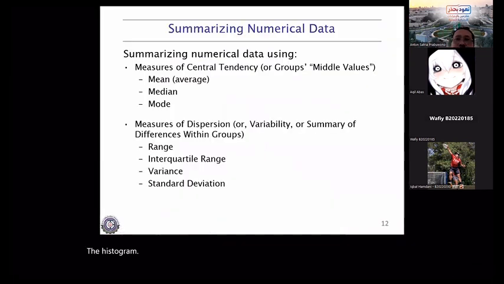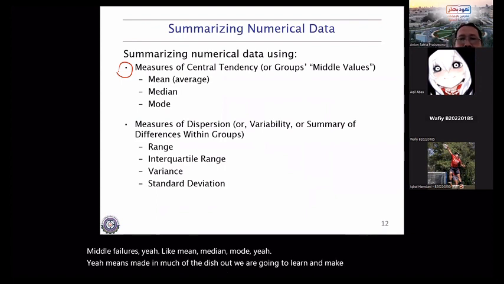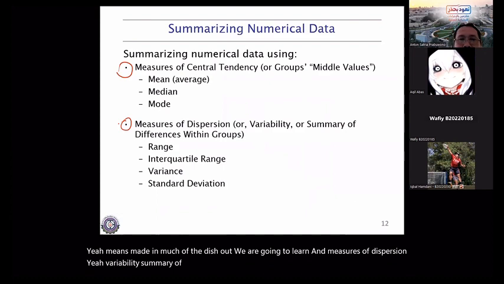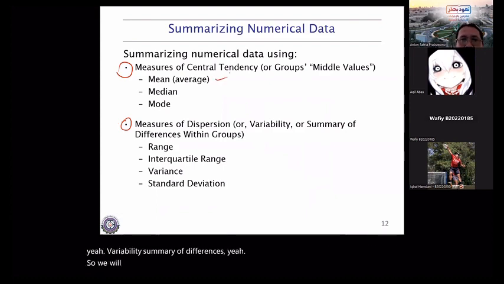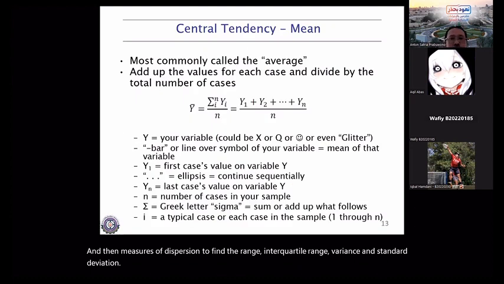So summarizing numerical data. Measures of the central tendency for groups, middle values like mean, median, mode. These are what we are going to learn, and measures of dispersion, variability, summary of differences. So we will learn how to find the mean or average, median, and mode, and then measures of dispersion: how to find the range, interquartile range, variance, and standard deviation.